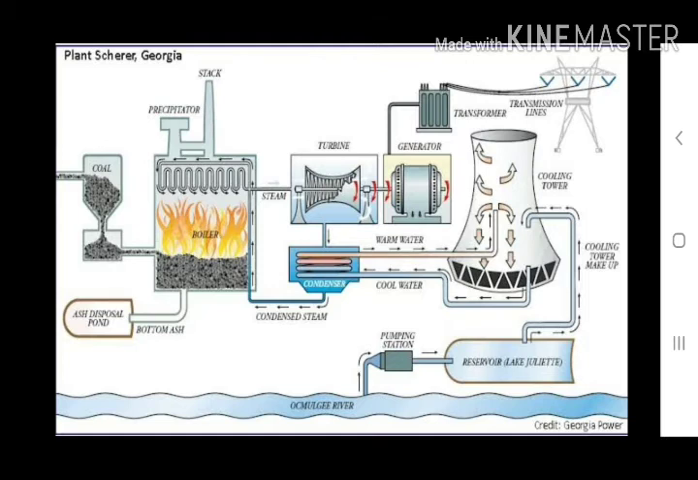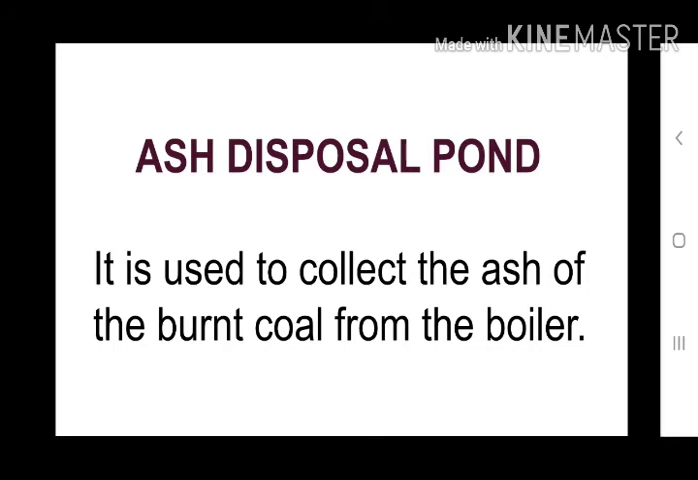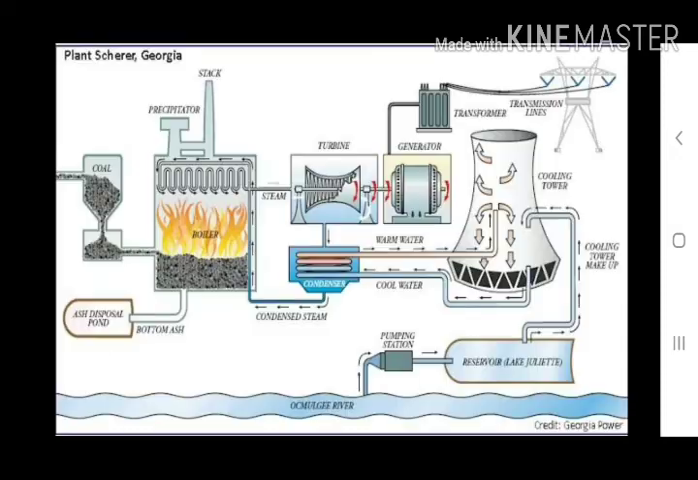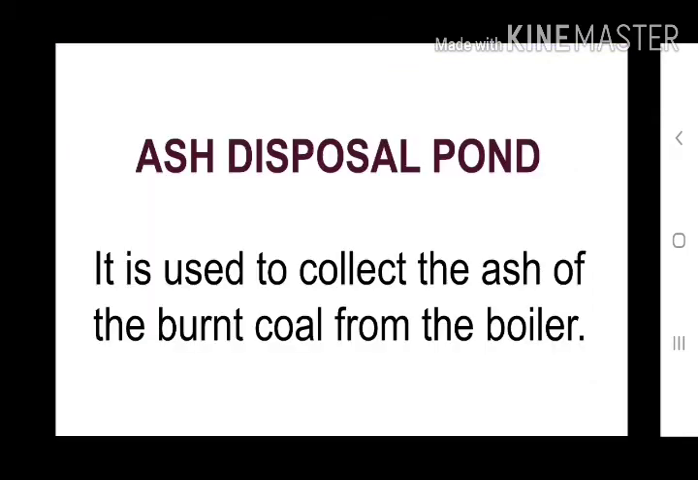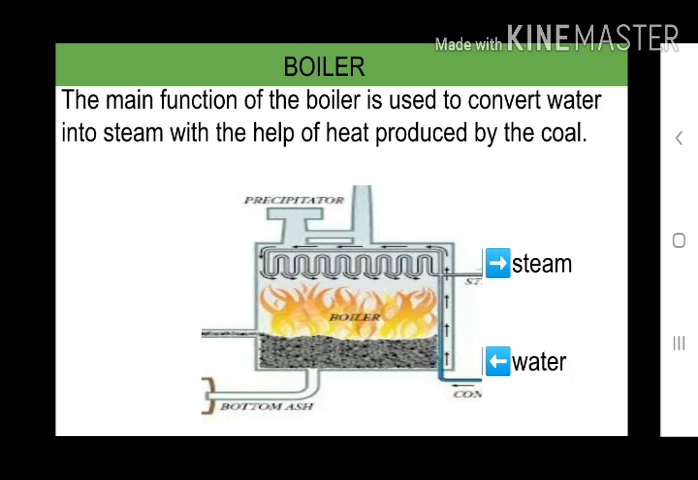So let us come to the important parts. So the first part, ash disposal pond. It is used to collect the ash of the burnt coal from the boiler. So just below the coal container, one ash disposal pond is available. It is clearly mentioned in the diagram. So when the coal is burned, the ash is remaining. So this remaining ash is collected with the help of the ash disposal pond. Now boiler. We already discussed boiler. The main function of the boiler is to convert water into steam with the help of heat produced by the coal.